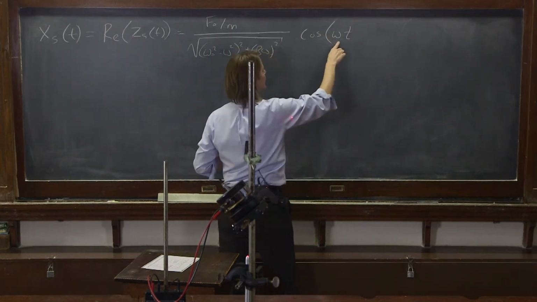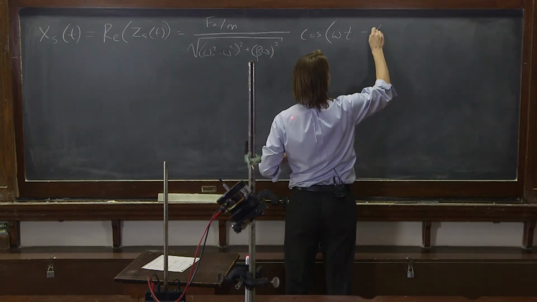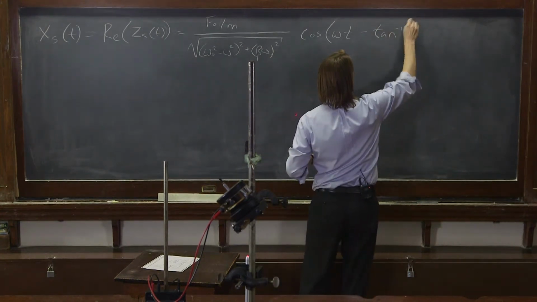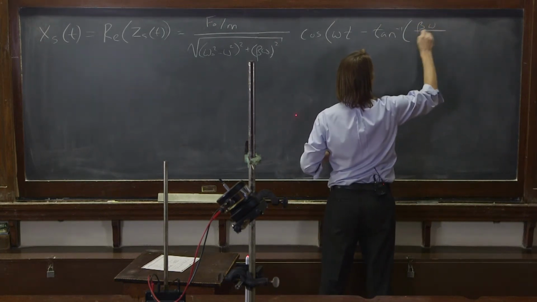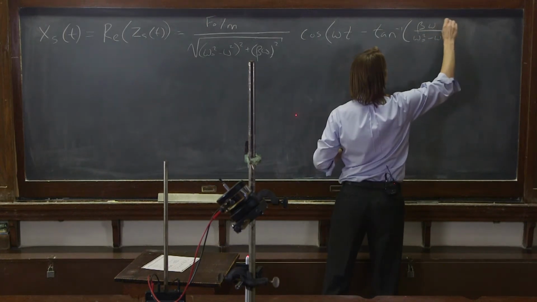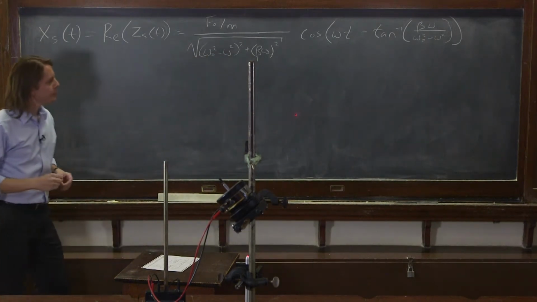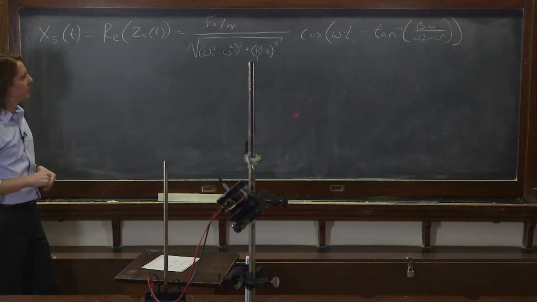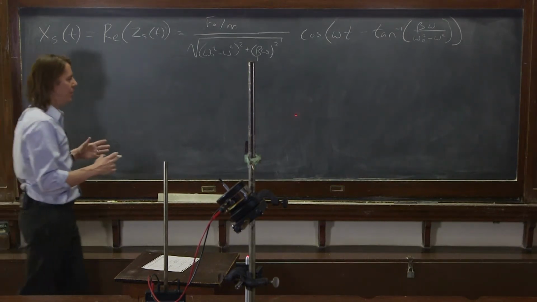of omega t, that's just the drive frequency, minus delta steady state, which is inverse tangent of, I believe it was, beta omega over omega naught squared minus omega squared. Close parentheses. Okay, so there's the whole thing in all its glory. Let's now think about how this is going to behave. That's obviously a very complex expression. Let's start taking it apart.